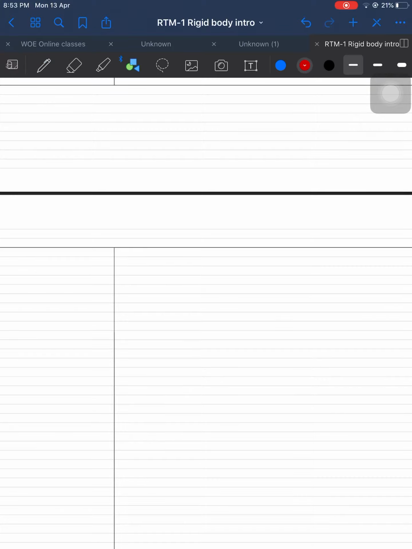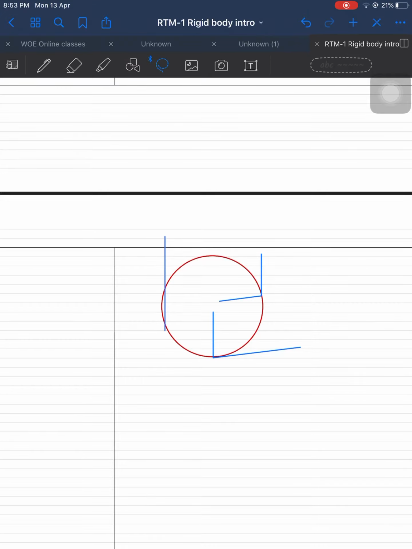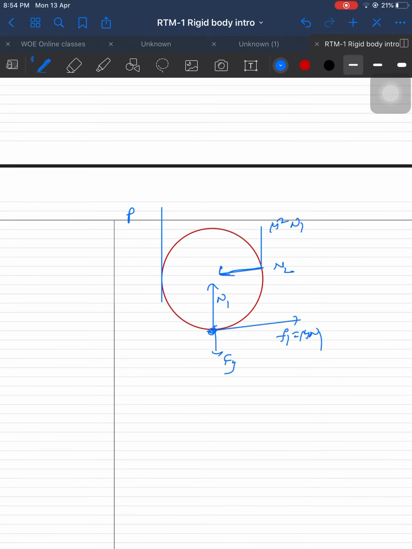If you draw the free body diagram again, upward force and direction in this direction, and many forces are acting. It is P, mu square N1, and this is N2, N1, F1 mu into N1, Fg gravitational force. If I consider about this point, I can remove three forces at the same time.